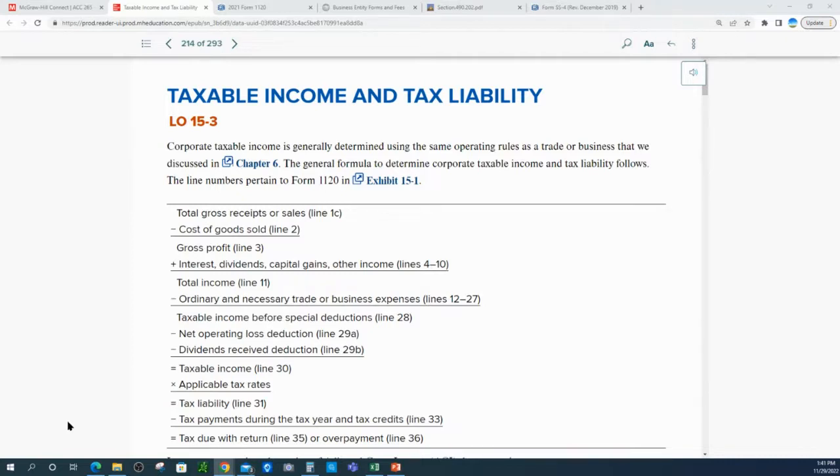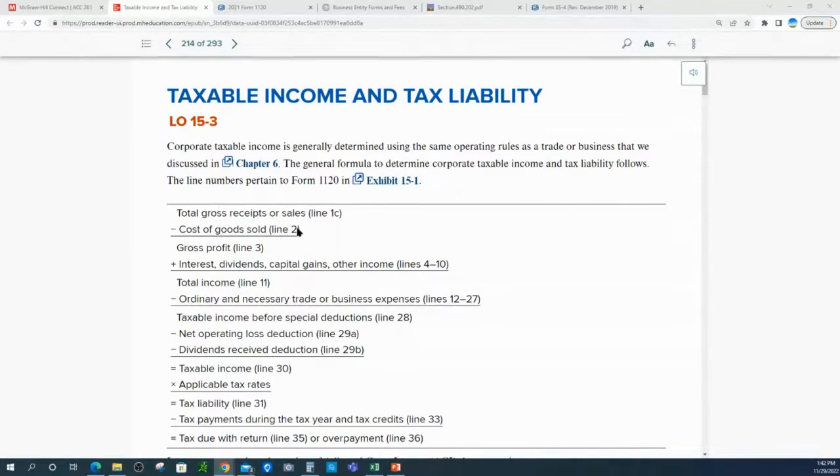So none of the income or expense items flow through to the owners of the C corporation. None of that flows through. The corporation itself is going to pay taxes on its net income at its own tax rate. Okay. So how do we calculate that? In some ways, it's similar to how we calculate it for sole proprietorships and for partnerships, but there are a couple of items that are a little bit different.